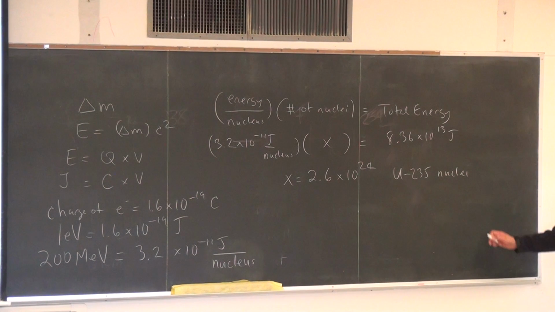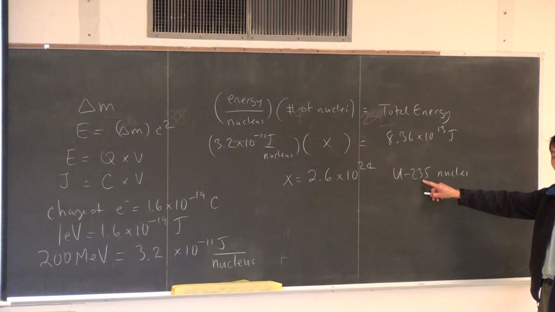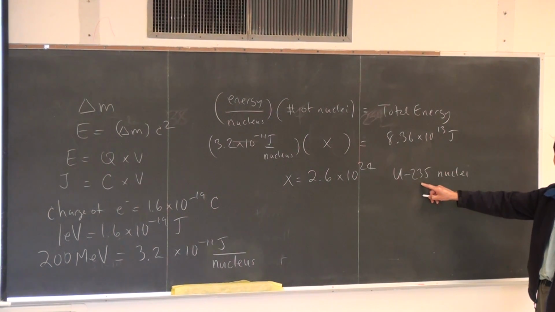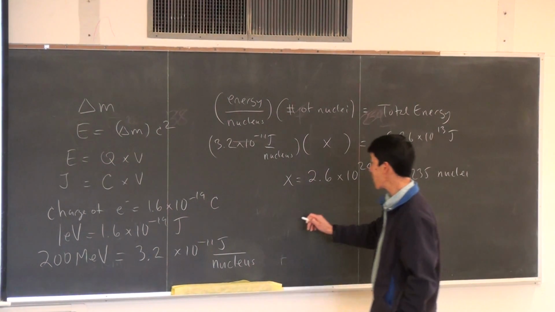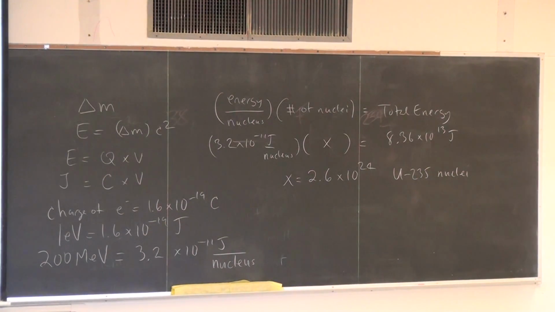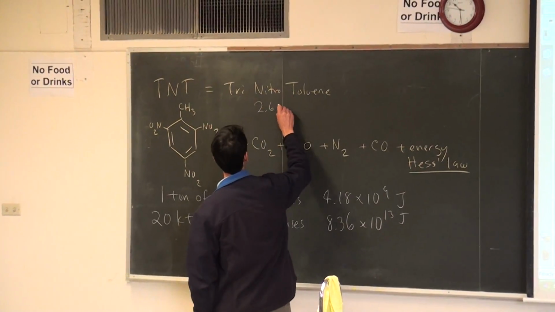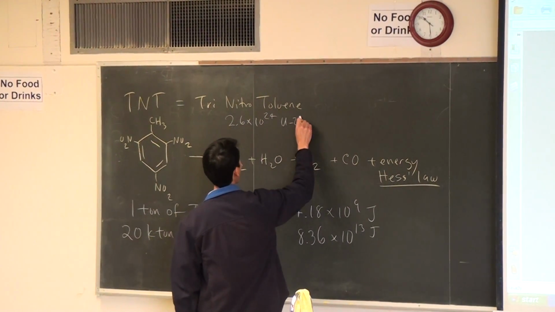235 tells us the mass number, or the atomic weight, or molar mass. In other words, if you have 1 mole of U-235, that has a mass of 235 grams, so 235 grams per mole. If we have the number of nuclei, then we can convert from nuclei to moles, and then from moles to grams. So we have 2.6 times 10 to the 24th U-235 nuclei.